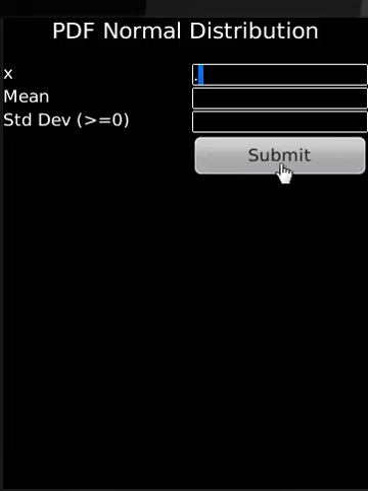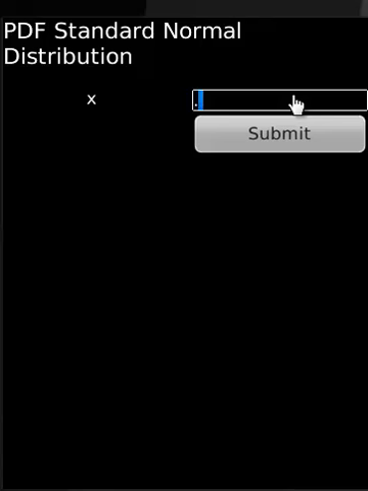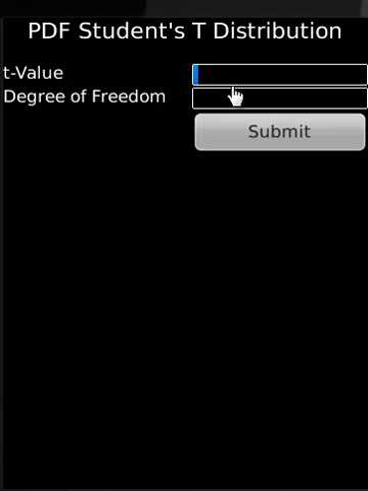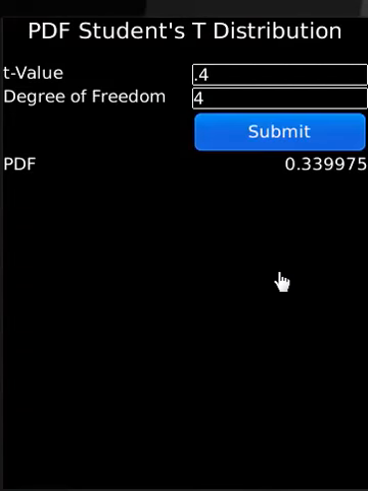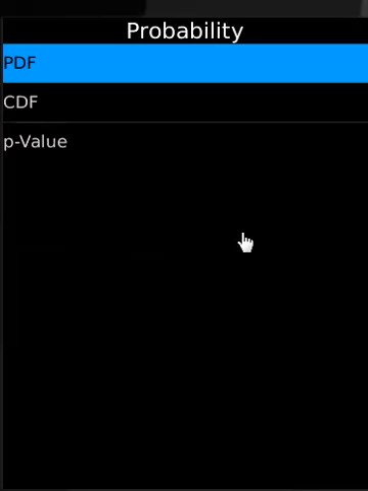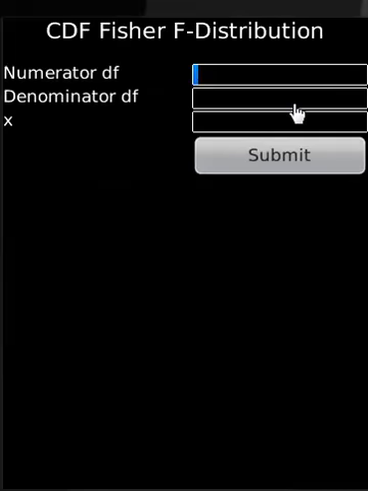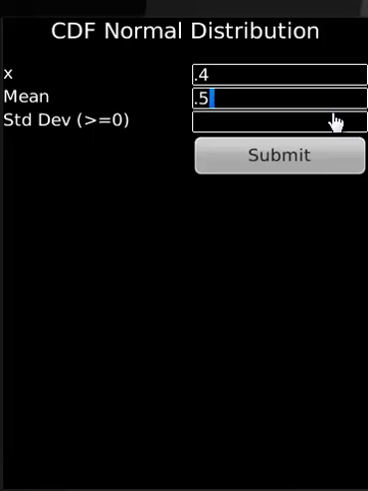Normal distribution, so we enter some data points. Now we get the PDF. Standard normal distribution, we enter the x value, and this is what we get as a PDF. Student t distribution 0.4. Okay, this is what we get. CDF, so cumulative distribution function. See, this is 4, 5, and 0.2. Okay, we got that. Normal function 0.4, 0.5, 0.7.